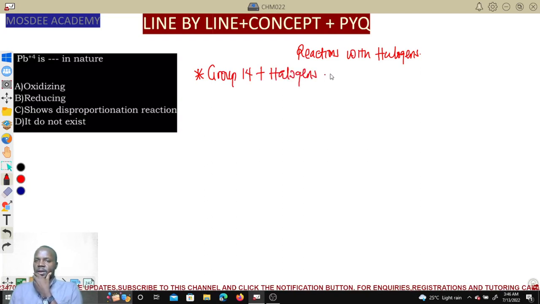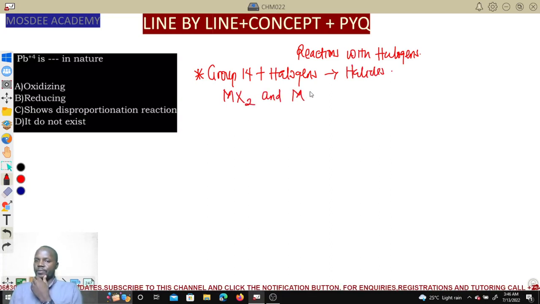Talk about the halogen family, which gives halides. Remember that? Fine. So the halides can be MX2, where I'm taking M as a member of the group, and it can also be MX4, where X is equal to halogens.